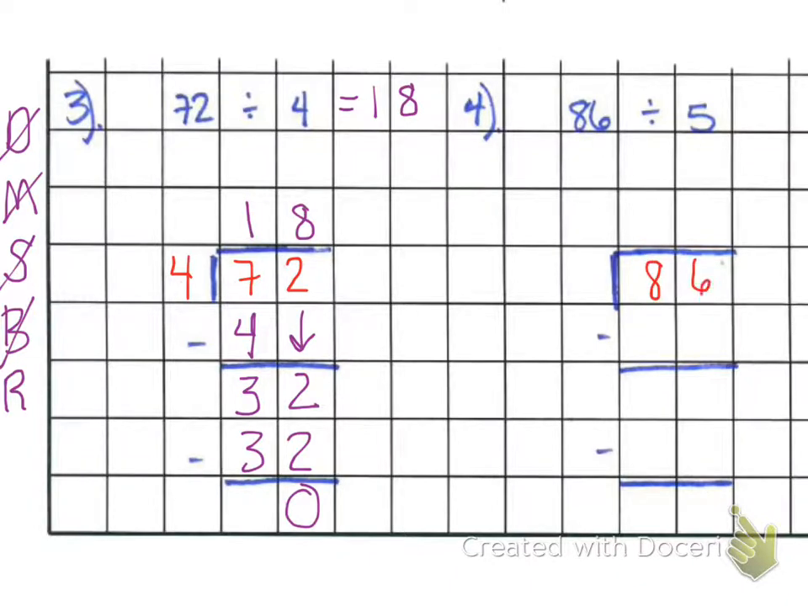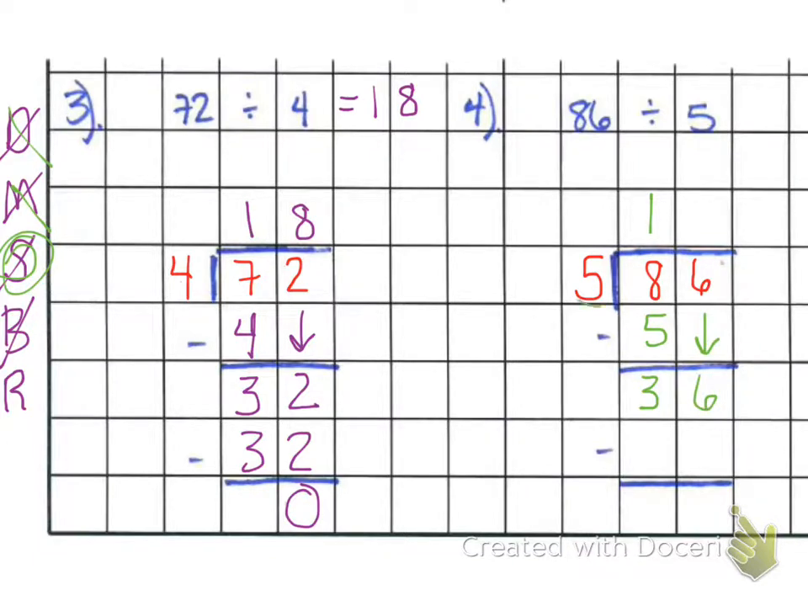86 divided by 5. How many times does 5 go into 8? One time. Whoops. 1 times 5 is 5. Did my division, did my multiplication, need to subtract. 8 minus 5 is 3. Bring down the 6. Repeat, starting with the division.